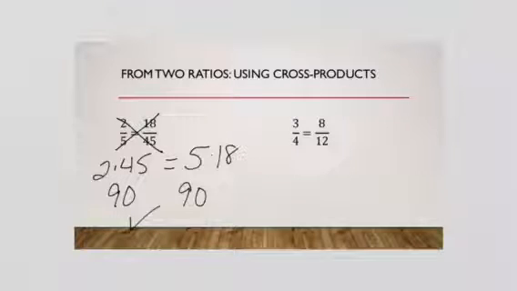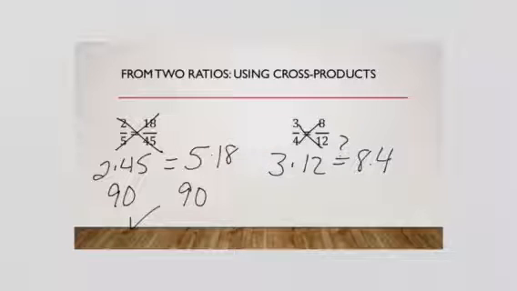Now if we look at the other one, we have 3 times 12 and 8 times 4. Well, 3 times 12, does it equal 8 times 4? Well, that's 36 and 32. They are not equal. So these two are not proportional.